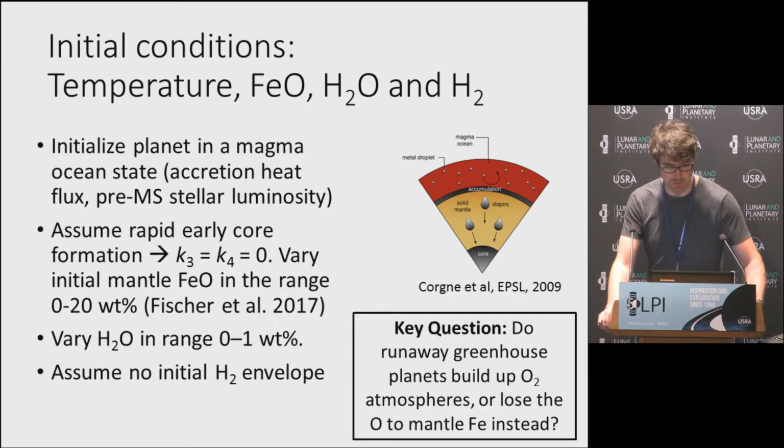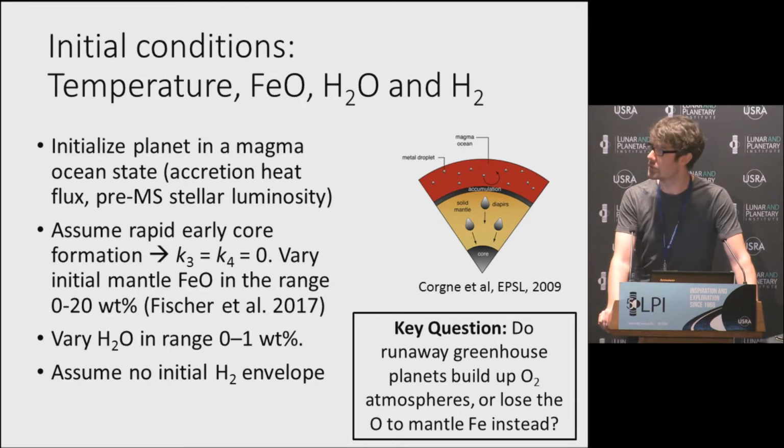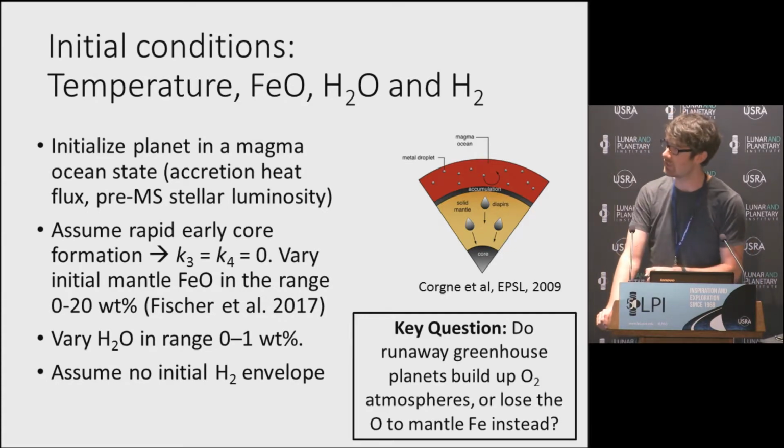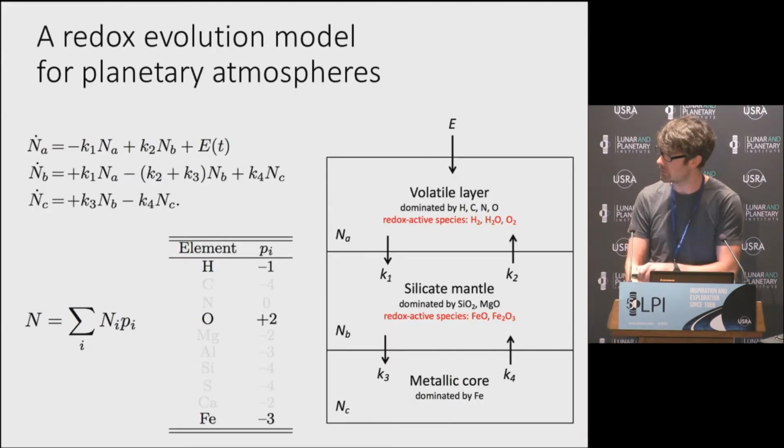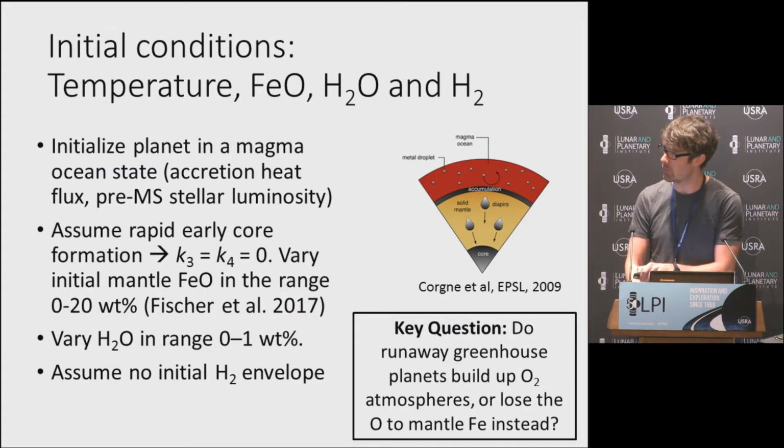So the initial conditions in the model are that we start in a magma ocean state, which is reasonable given the heat flux that we would expect from accretion, and particularly for M stars as well, the high pre-main sequence stellar luminosity. We're right now assuming rapid early core formation, so that allows us to eliminate these two exchange terms here and just focus on the exchange between the mantle and the atmosphere.